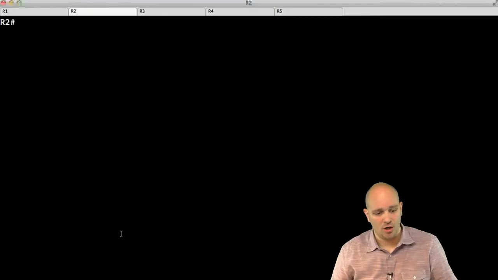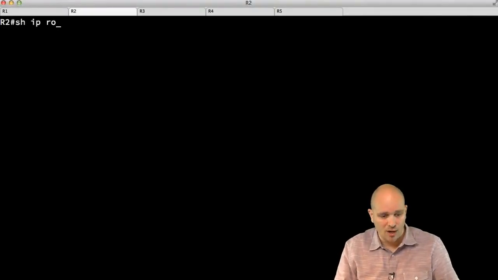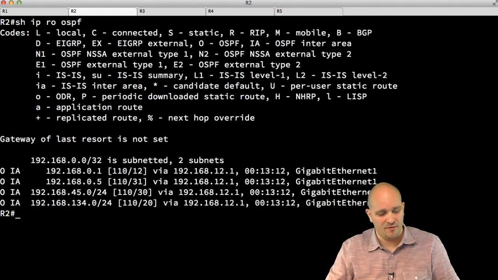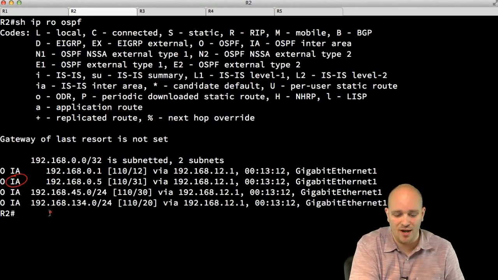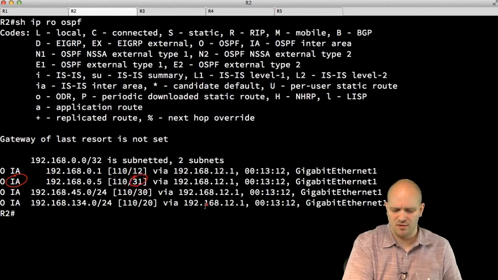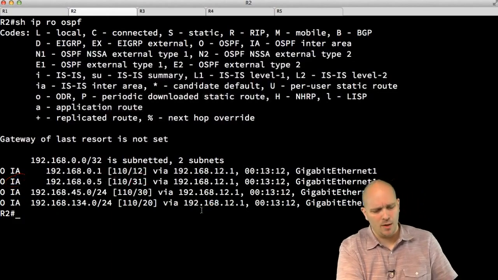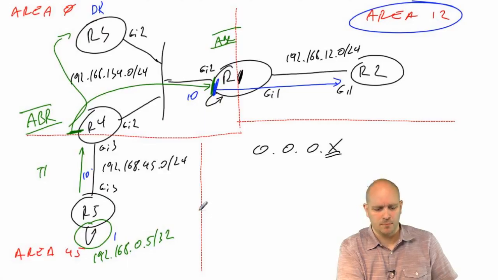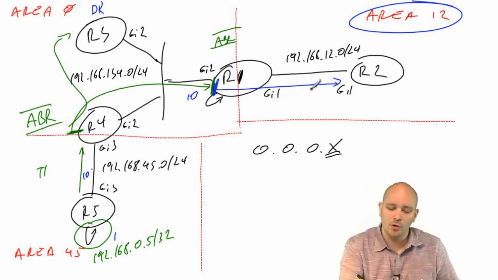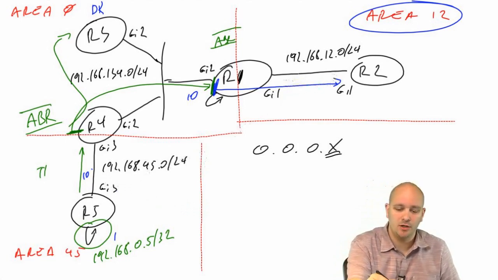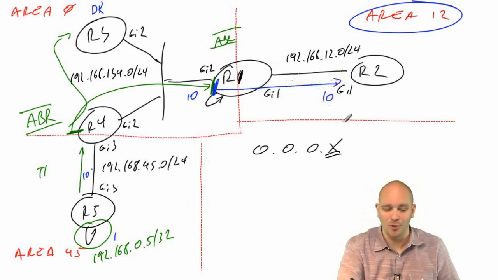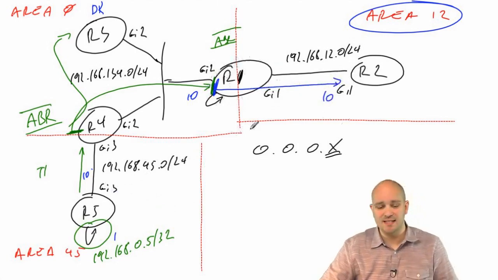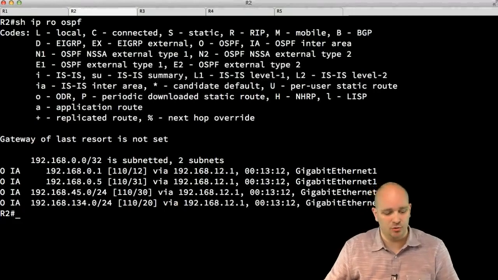So let's go to R2 and first confirm this. If I do show IP route OSPF, I'm going to see the route for 192.168.0.5, and I can see it's an inter-area route, and I'm going to be seeing it with 31. Why am I seeing it with 31? Oh yes, of course. I'm going to be seeing it with 31 because there is obviously R2's cost to reach R1. But let's take a look at the LSA. Let's see what R1 actually put into the database.